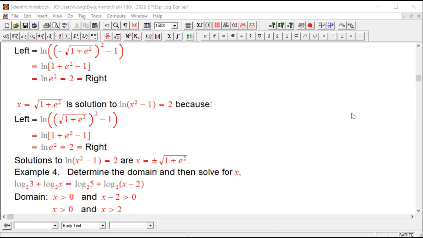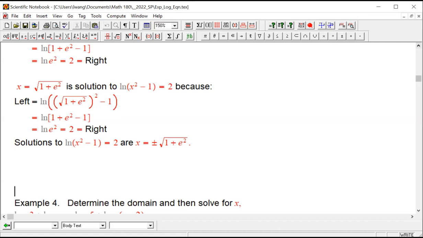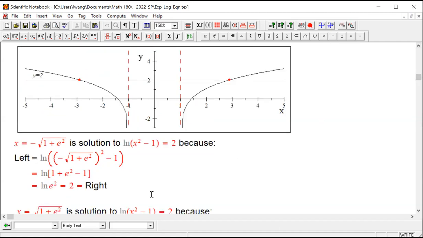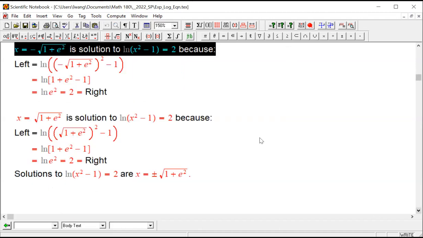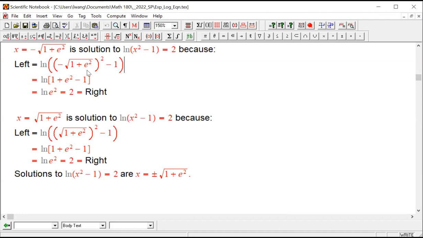So that's this question. Of course, we have to check the answer algebraically. So here we have these steps, and we plug in and we simplify. We square this piece and we get 1 plus e squared minus 1. So we ended up with log e squared. Log e squared is 2. And for the other solution, we do it in the same way. So this is how we solve this question.